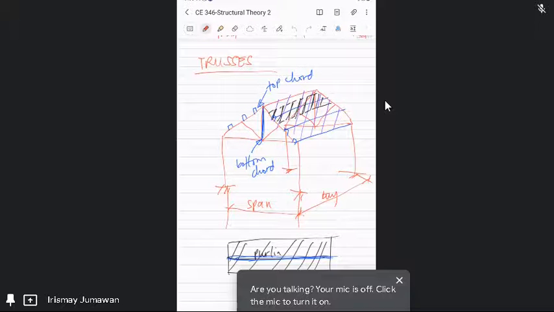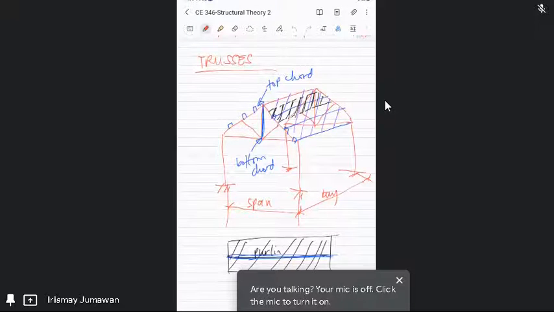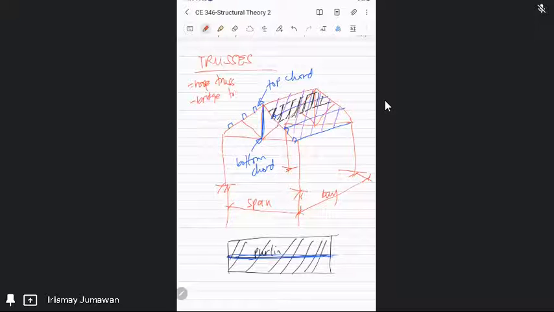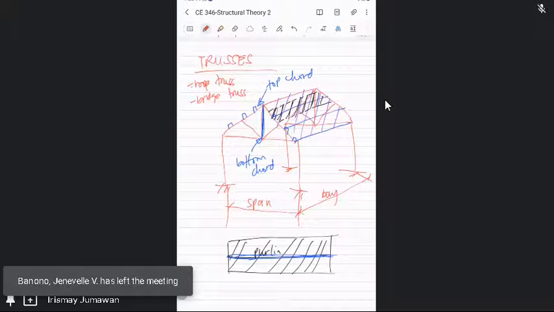Okay. So again, we have two types of truss. That is, we have roof truss and we also have bridge truss. For the roof truss, the load of your roofing is transferred to your purlins. The blue ones there are the purlins. The black one is what I shaded.